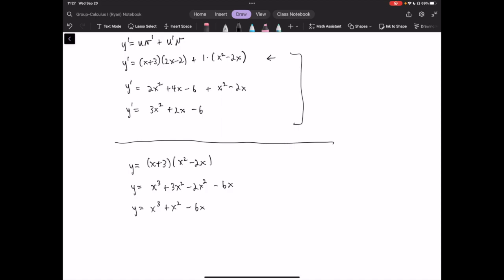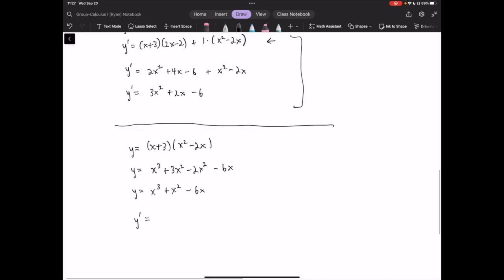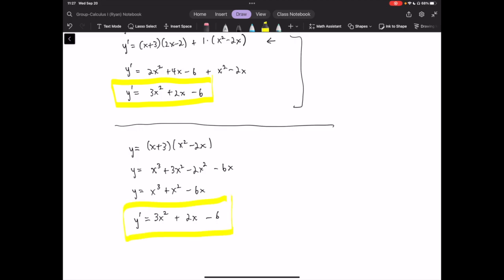And now I can take the derivative term by term of the polynomial. So now my derivative can be done as y prime equals the derivative of x cubed. 3 comes down, leaves a 2 behind, so 3x squared, plus the derivative of x squared, 2 comes down, leaves a 1 behind. Usually we don't write it, so 2x, minus the derivative of 6x. The derivative of x is 1, so the derivative of this is minus 6. And we put this all together, and now we see that we got exactly the same answer both ways. So the product rule and just multiplying out and using our power rule by itself gave us the same answer, which is exactly what should happen.